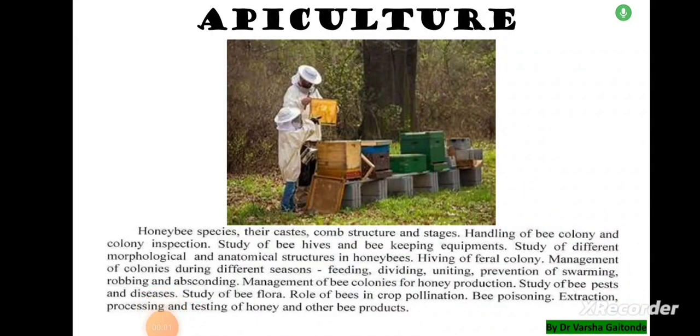In the last class, while covering the apiculture syllabus, we covered honeybee species, caste, comb structure, stages, then handling of honey colony and colony inspection. Along with that, we also covered study of beehives and beekeeping equipments. Today we shall discuss study of different morphological and anatomical structures in honeybee along with hiving of feral colony.